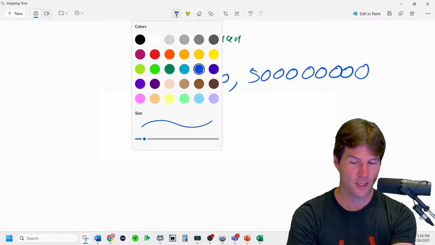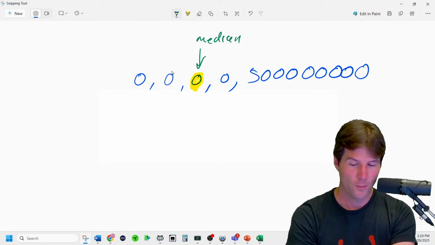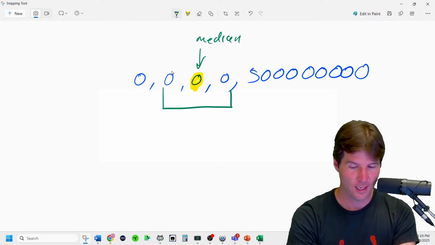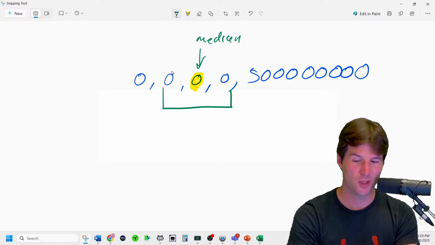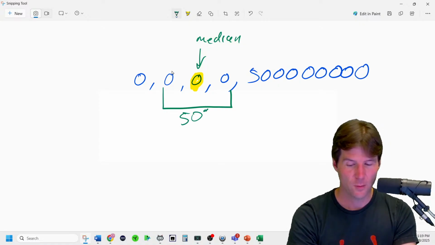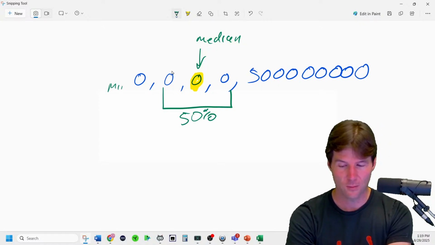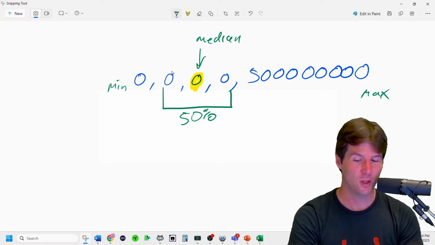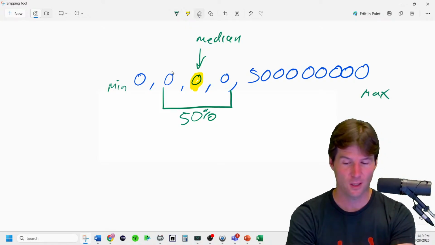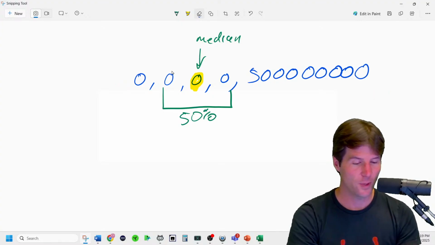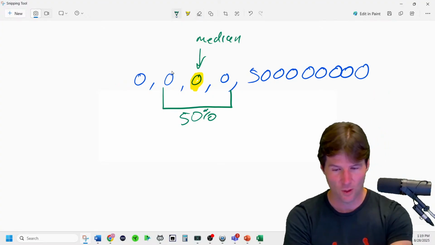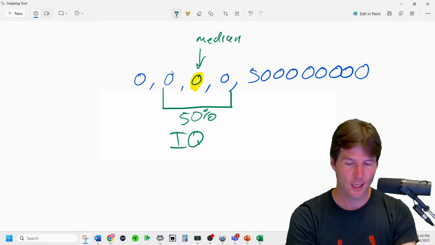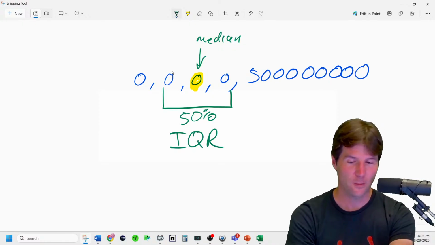You know what else is not impacted by outliers? This measure. What measure is Brian visually drawing in right now where we have the middle-ish 50% of the data? The middle 50% of the data does not include the extremes like the mins or the maxes. And when you look at the range of this, we're talking about the IQR, which is also not impacted by outliers. So the IQR and the median are not impacted by outliers.